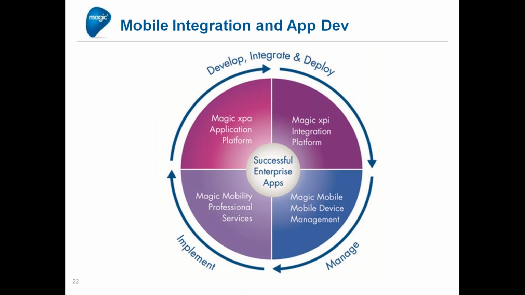But just to summarize, that end-to-end enterprise mobile capability would include the Magic XPA application platform for building mobile apps, the Magic XPI integration platform for integrating those mobile apps, and then the Magic mobile device management capability for making sure that crazy things are handled, not even related to the apps themselves necessarily, but like your user loses the phone. It needs to be controlled. Mobile device management capabilities allow you to administer policies as an IT department to control the phone, the apps, and so forth.